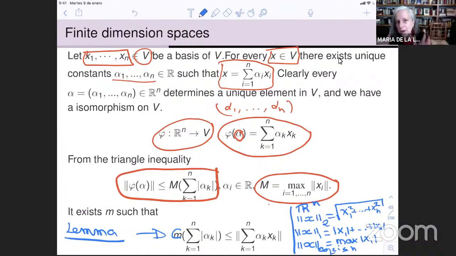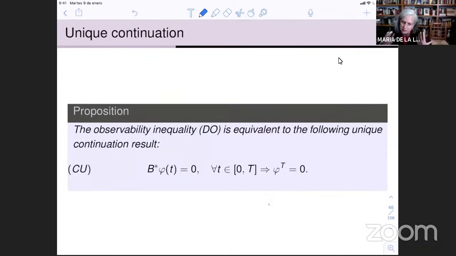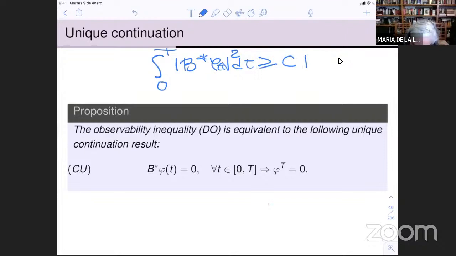So this is important for our observability inequality. Okay, so I'll go back to my problem. I wanted to prove or disprove, or see when we have the integral from zero to T of B star of phi of tau d tau squared greater or equal than C times the norm of phi T. Okay, so this is the observability inequality I want to prove, or disprove. So I want to see if a system is non-controllable. So this was related with this inequality in the case of ODE, I was telling you, okay?